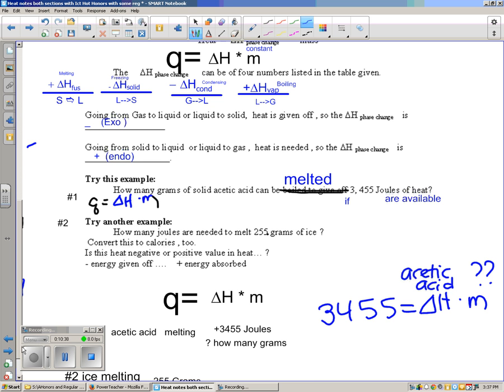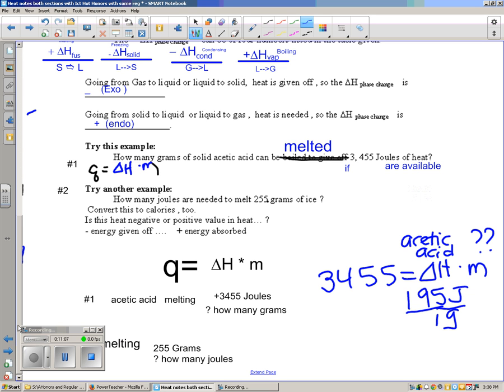And so for acetic acid, we are going to use the 195. It is the joule per gram for every 1 gram, 195 joules. Almost could use these as conversion factors. You can flip them one way or the other, but we're going to stick to the equation for this unit. But you could look at it like a conversion factor like we did in Chapter 2. But when you do this, you're going to have 3455 on the left, the 195 on the right, and you got to get rid of the numbers so you have m by itself.